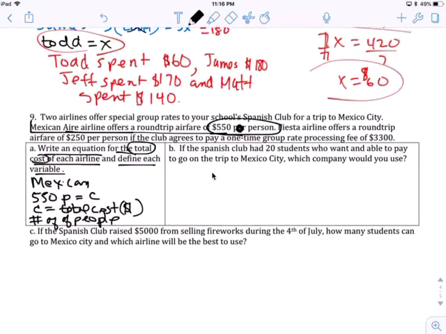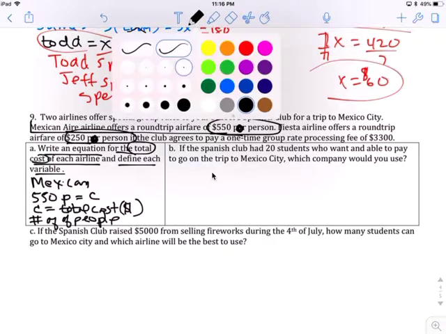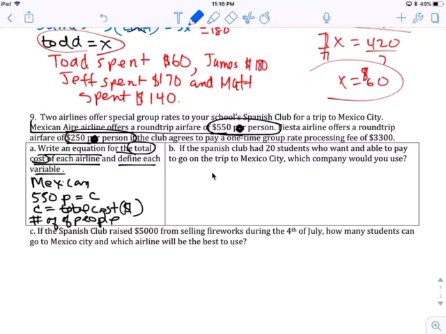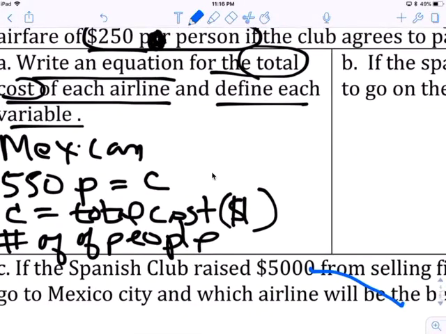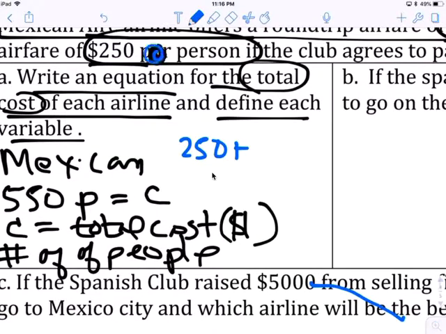Now, Fiesta Airlines offers a round trip of $250 per person, so 250 times the number of people. If the club agrees to pay a one-time group rate processing fee of $3,000, so the fee is plus 3,000. So it's 250, per person, per means times, per person plus the fee equals the cost.